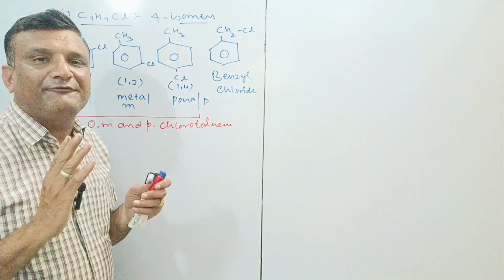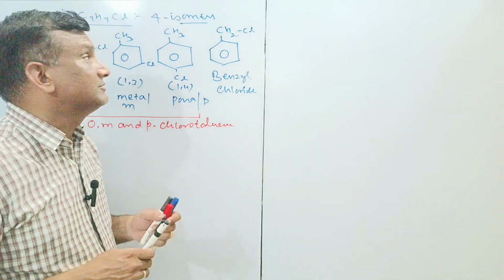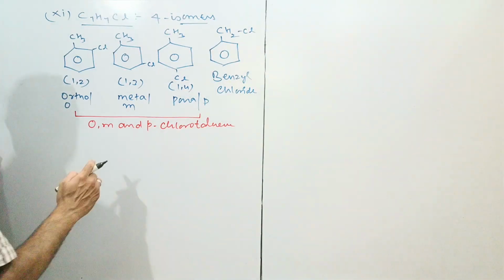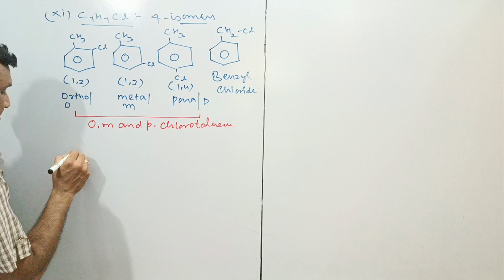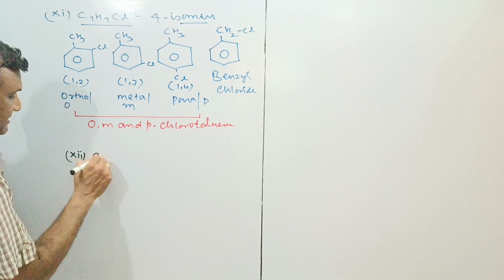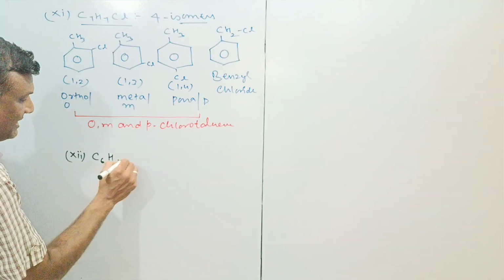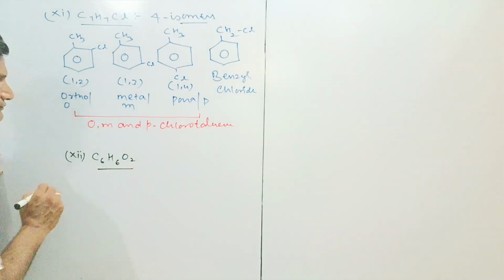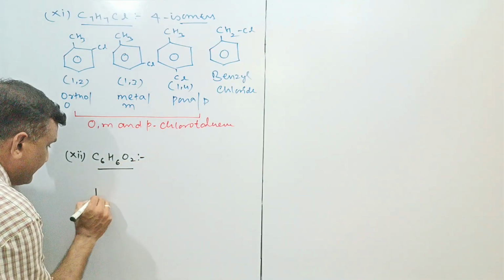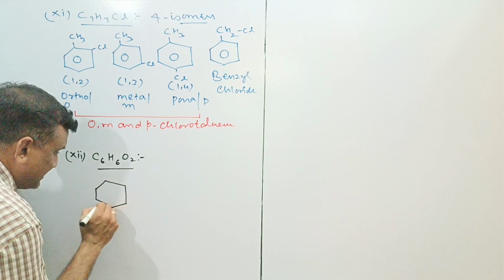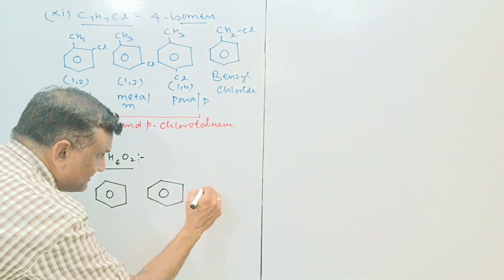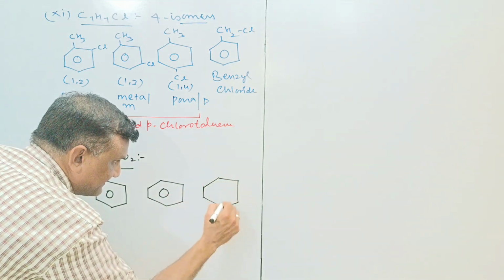Now it's time to discuss the further important compound, the 12th compound. What is that? That is your C7H8O. This is very important. Before taking C7H8O, we'll take another example. This is C6H6O2. This is a very important compound. For this, it will again be aromatic. So here is the C6H6. This is the C6H6. This is again your C6H6.